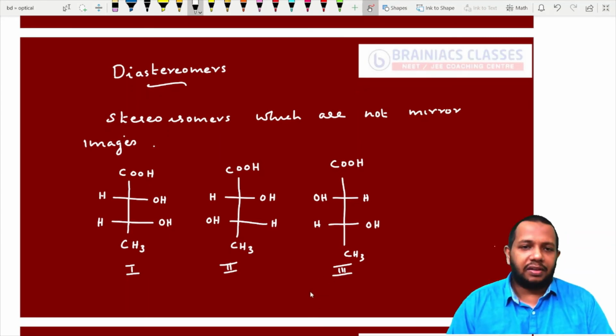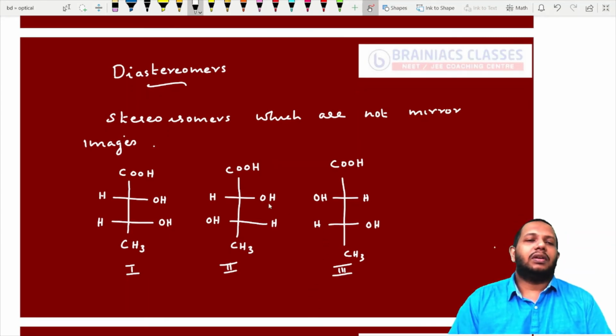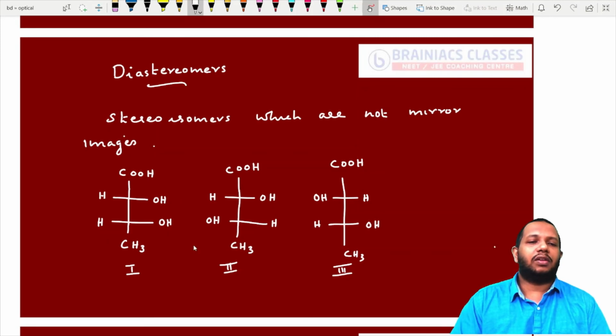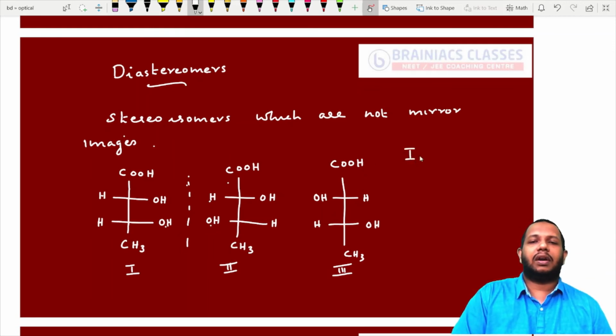Now let us analyze this one and see how 1 and 2 are related. If I take the mirror image of this one, here OH should come, but here it is H. Here OH is there, but it is not the mirror image of this one. So I can say 1 and 2 are diastereomers. I will use D.